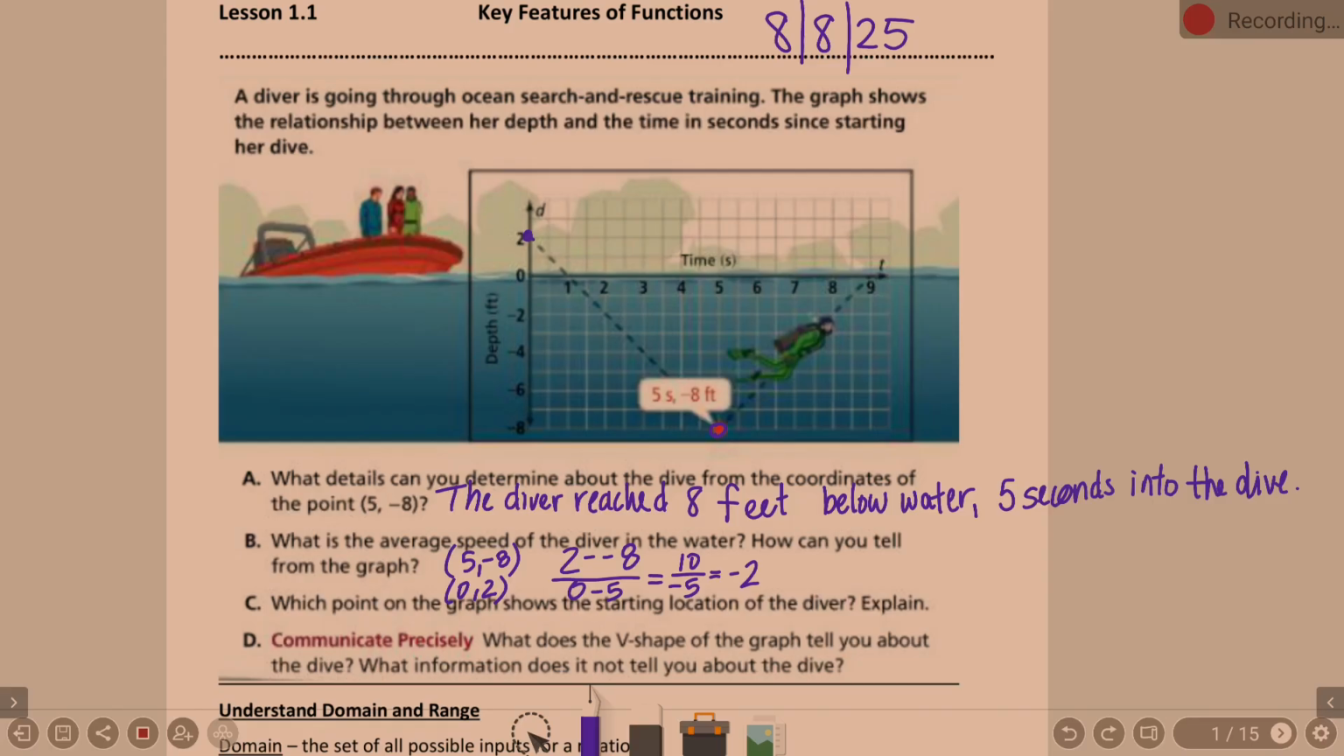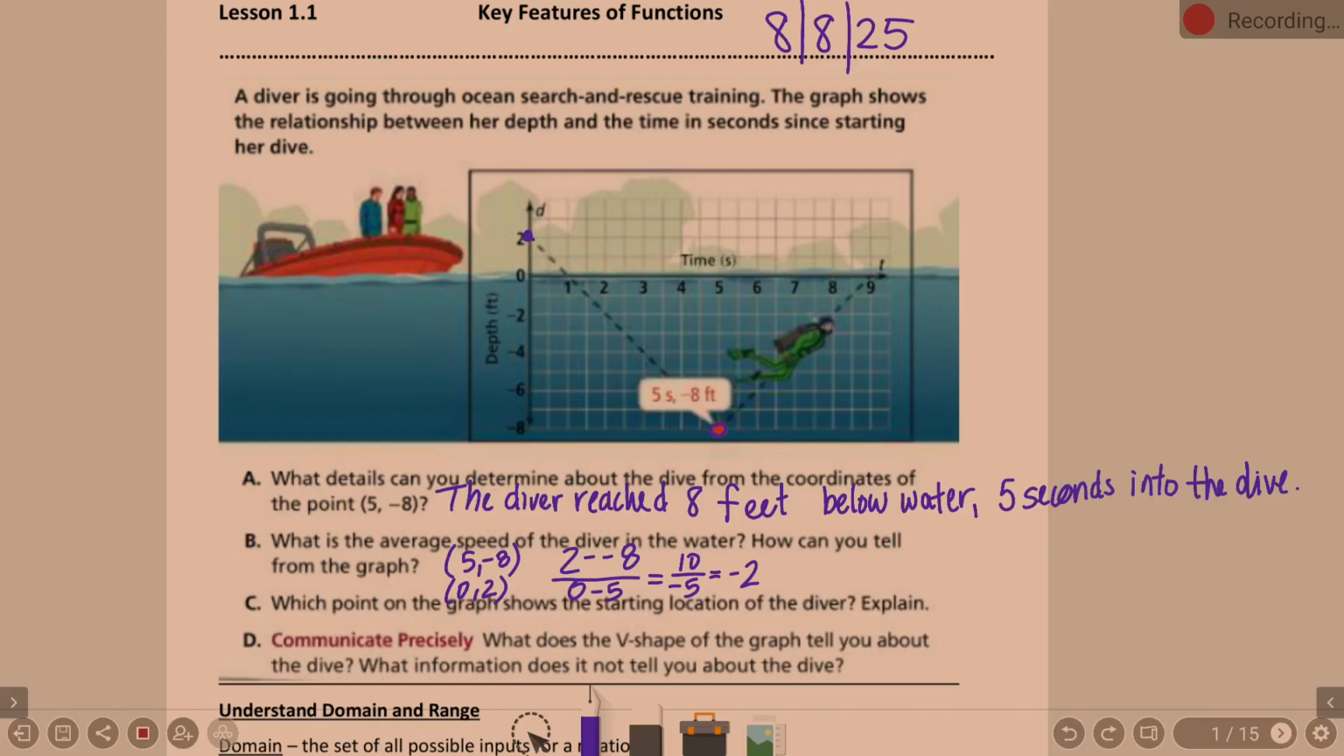Why did it come out negative? Because what's she doing? Going below. Yeah, she's diving down, right? Okay, we're in a downward motion there. So it makes sense that it comes up negative.